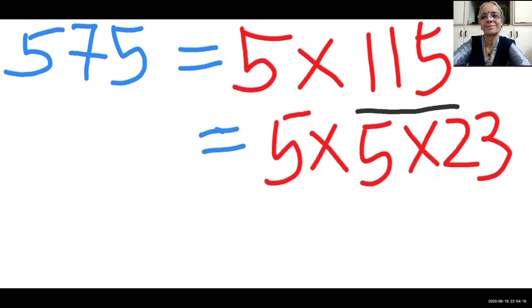When we solve these questions this way, it is called factorization. Always check that all the numbers should be prime numbers. Okay. And you can also cross-check: 23 into 5 into 5. If you multiply, then it will be 575.